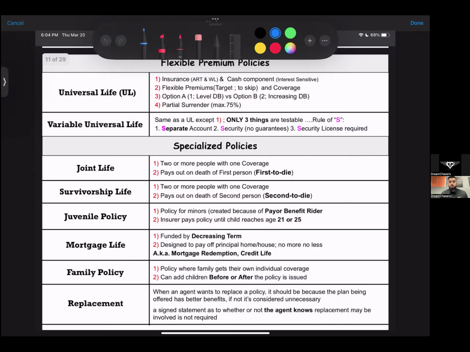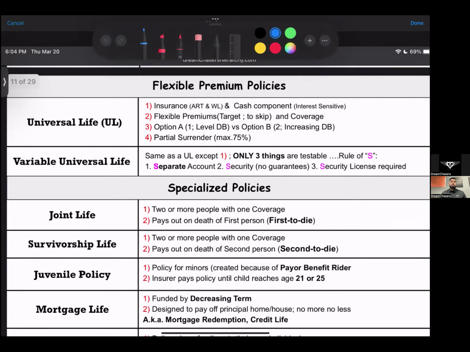Now we will go into the flexible premium types of policies. So remember, term insurance and whole life insurance are the two types of policies that have a level premium, meaning the premium stays the same. These types of policies have flexible premium. So if you think of something that's flexible, just think it can go up or down. Okay, you can change it, right? You can pay one amount, you can pay a lower amount.